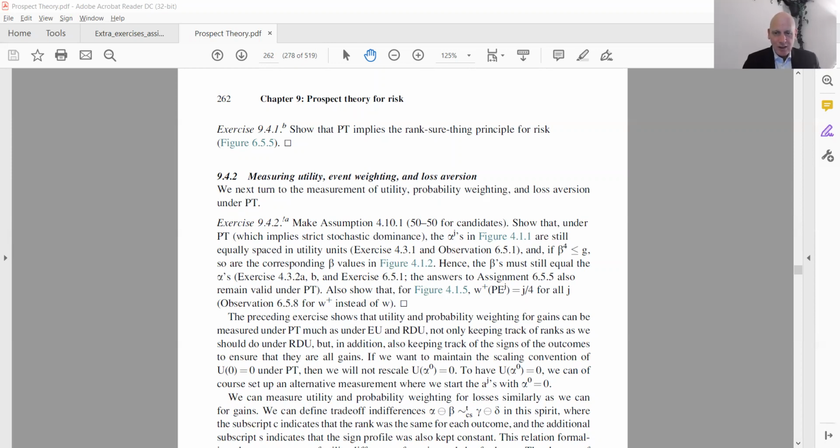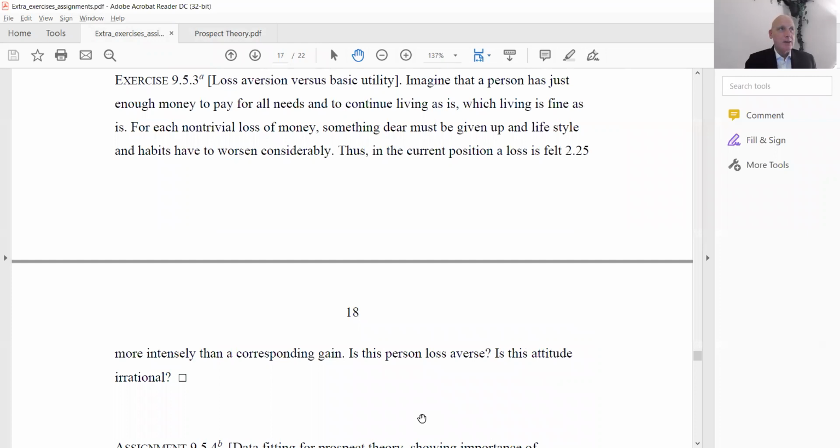The next exercise I want to say something about comes from the extra exercises not in the book. It is the extra exercise 9.5.3. That person, you remember, is okay, but any euro lost will bring quite some suffering because something has to be given up, so that every euro lost feels 2.25 times more than any similar euro gained. Question: is this person loss averse? In fact, the answer is a terminological issue, and I hadn't yet very clearly explained it to you. So in that sense, maybe you could not answer the exercise. And now I should explain the terminology more precisely.